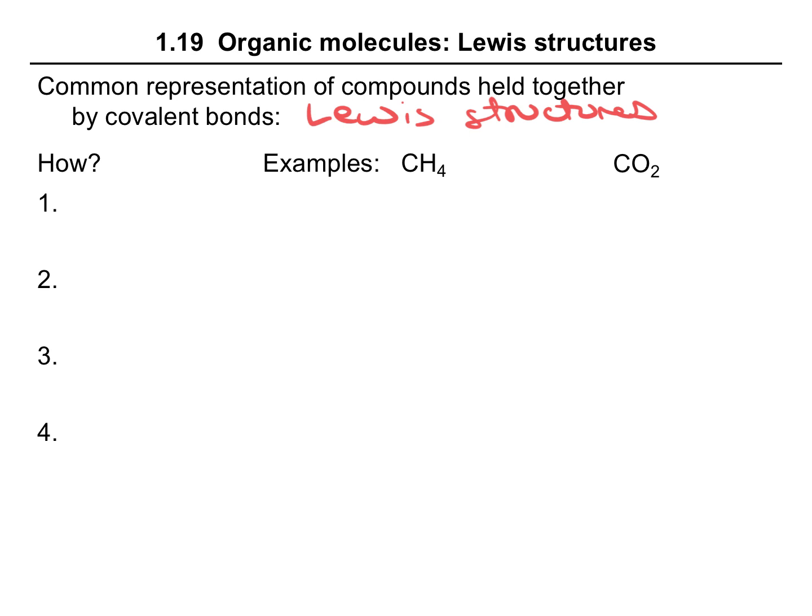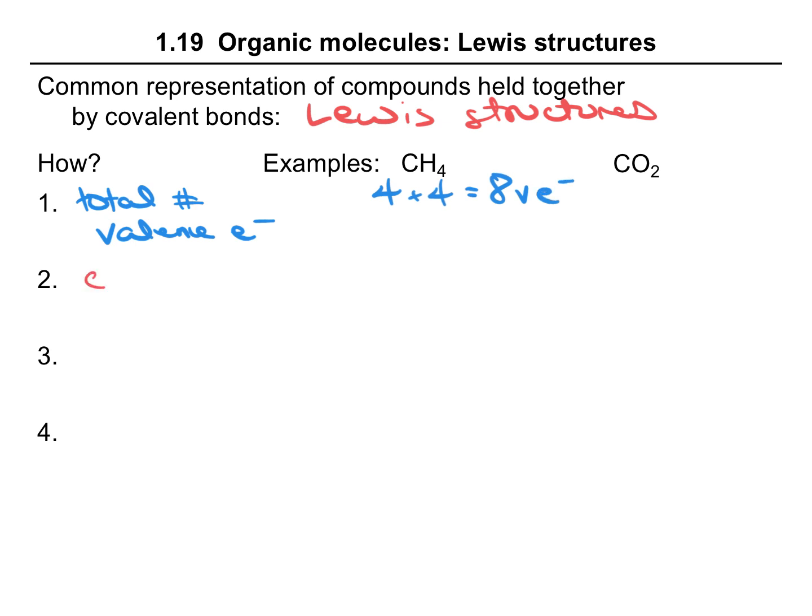The first step you can use when trying to draw a Lewis structure is to determine the total number of valence electrons. So for example, if we're looking at methane, CH4, we know that carbon has 4 valence electrons and each hydrogen has 1 valence electron. So with 4 of them, that gives us another 4. So we have a total of 8 valence electrons.